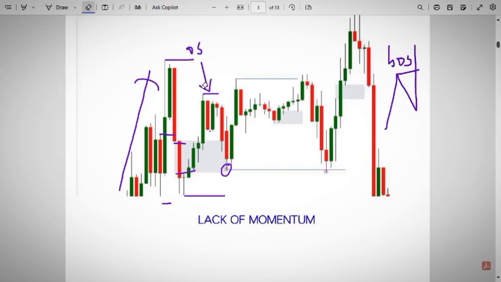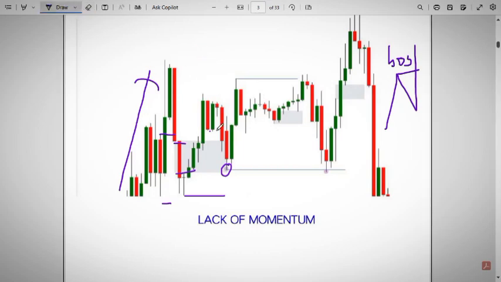Let me show another reason why this area is still dangerous for you to take any trade. Look at this area here. You see here, we had this break of structure after price came down. But remember, even this break of structure is still in the minor structure. It's not a major structure. This is the minor structure.